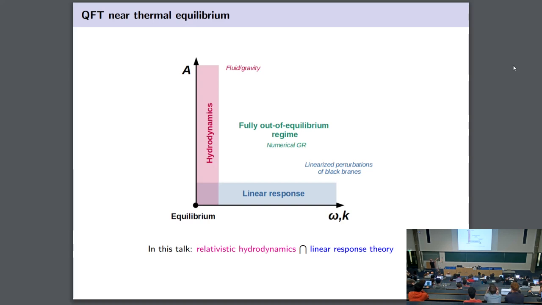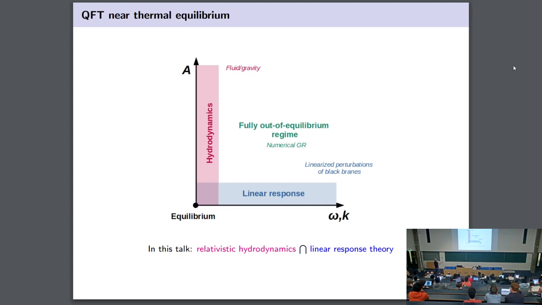Now, hydrodynamics, as a valid effective field theory description, sits here when the frequency and the wave vector are sufficiently small. In holography, this is the regime where fluid gravity duality applies. Now, there is a complementary regime when the description of the out of equilibrium dynamics of this quantum field theory is going to simplify, and that was also mentioned in Blaise's talk, the linear response theory regime, when the amplitude of this external perturbation is sufficiently small, but its characteristic frequency and spatial momentum are still arbitrary.